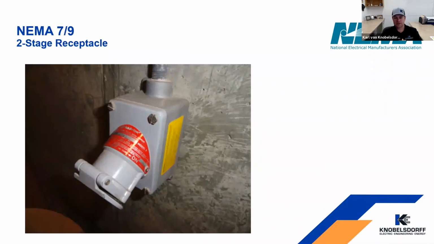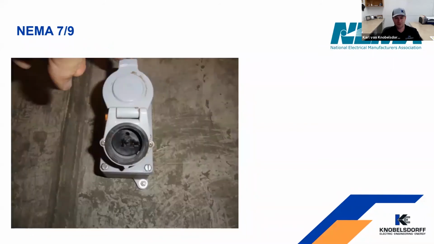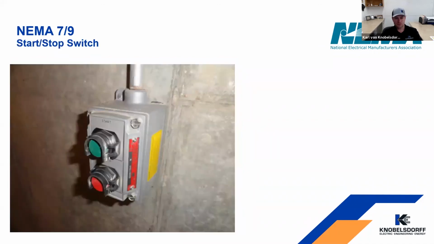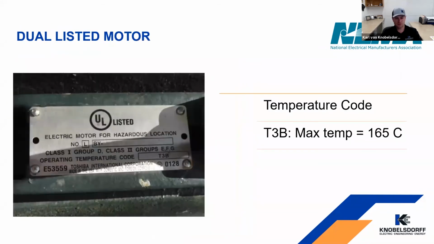Now here's that picture of that receptacle. So if you have a Class 2 Div 1 or Class 2 Div 2 location in your facility, this is the type of receptacle that you should have installed. This is the only rated receptacle that can be installed in those locations. Example of a 7-9 start-stop switch should be used in a Class 2 Div 1 location or Class 2 Div 2.